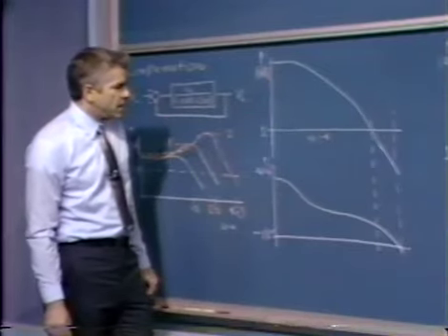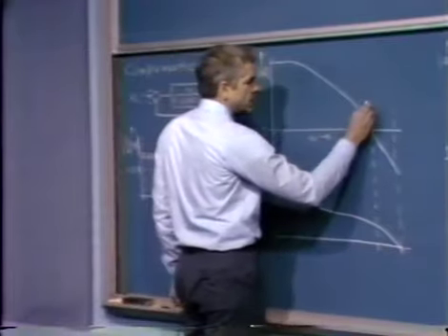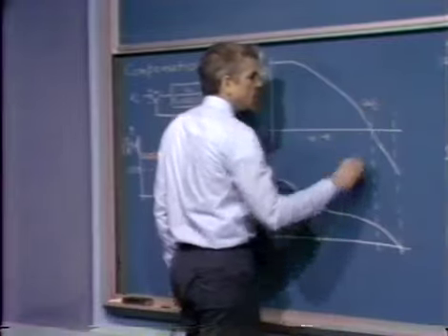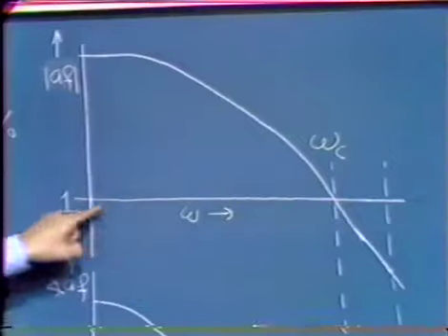And let's define a couple of quantities. One of these is the crossover frequency, omega c, and that's simply the frequency where the magnitude of the loop transmission goes to 1.